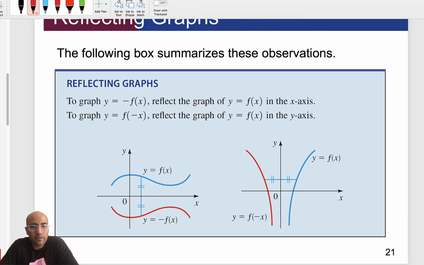So that's what this part of the statement is saying. If we have y equals negative f of x, then we're going to get this kind of a thing. Here's f of x, and then negative f of x is going to be a mirror image reflection across the x-axis. Reflect y equals f of x across the x-axis.